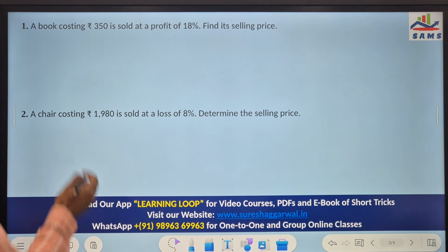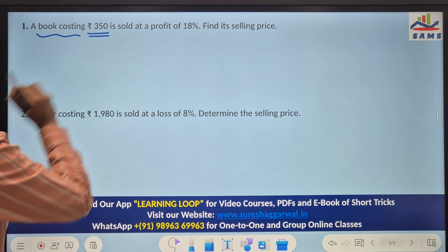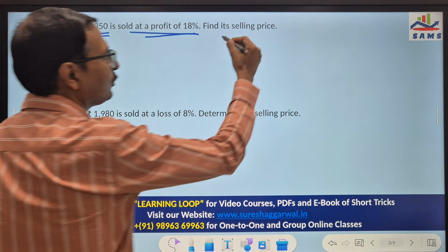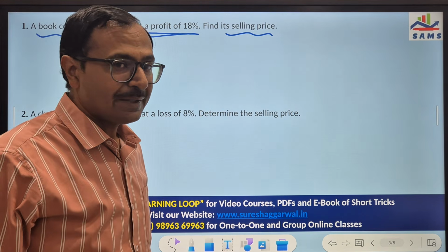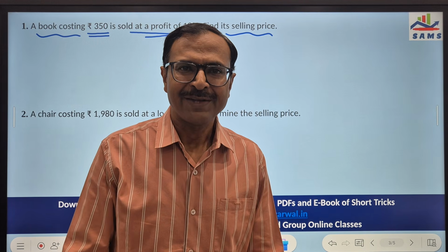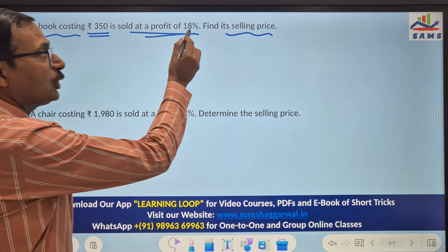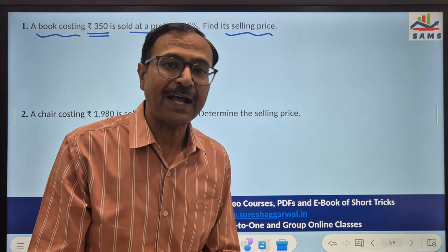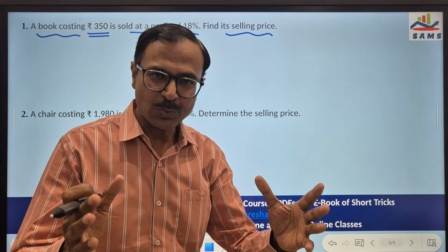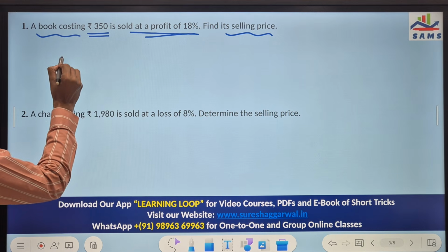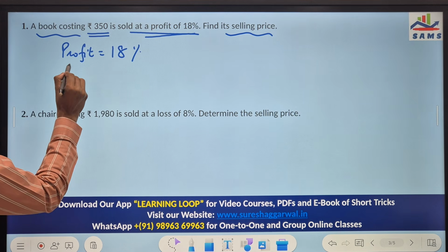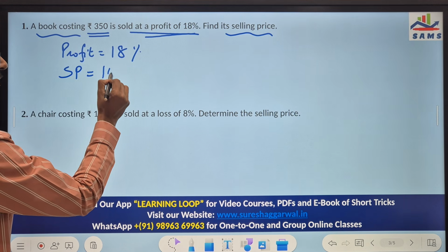Now look at this first question. There's a book which costs rupees 350 and it is sold at a profit of 18%. So we need to find the selling price. So I already told you that whenever you have to do the selling price, you have to calculate the profit. So how much is the profit? He says profit of 18%. So instead of calculating 18% of the cost price and then adding it to the cost price, let's do one thing. We will, because it is a profit and profit is how much? 18%. We will say that the selling price is actually 100%.